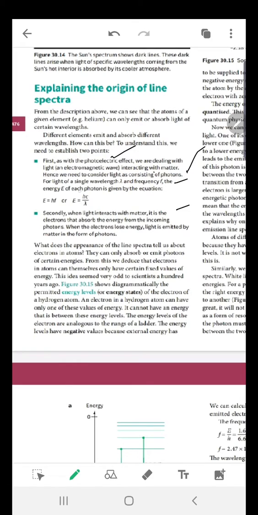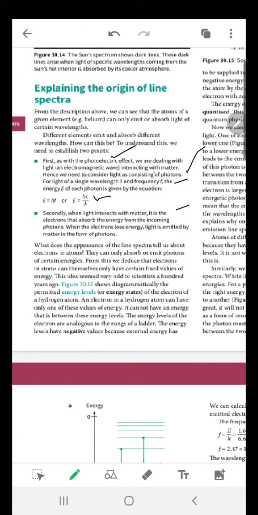For light of a single wavelength lambda and frequency f, the energy of each photon, this also we have established last time, is E equals hf, where f equals c over lambda. Now, second, when light interacts with matter, it is the electrons that absorb the energy from the incoming photons. Electron is going to absorb the energy. And light is emitted by matter in the form of photons.